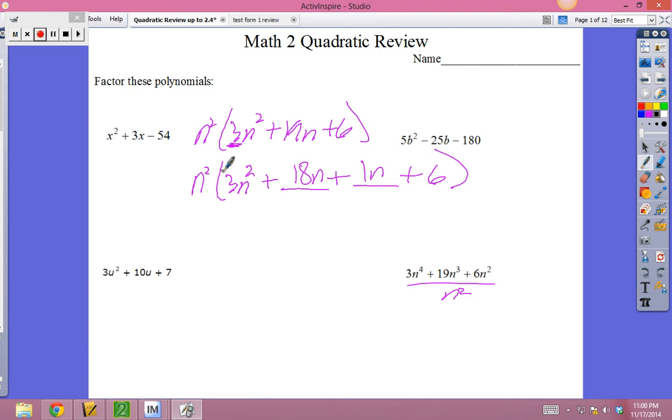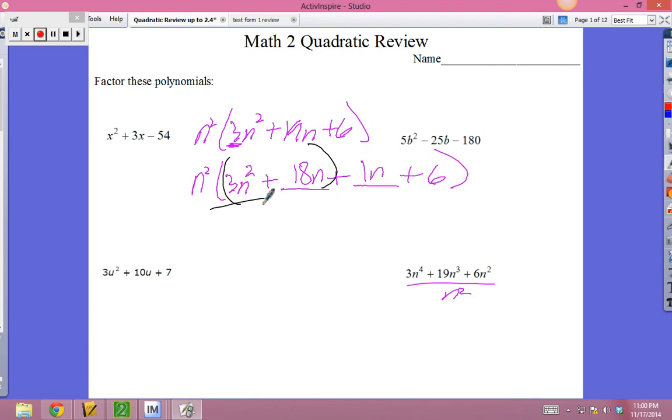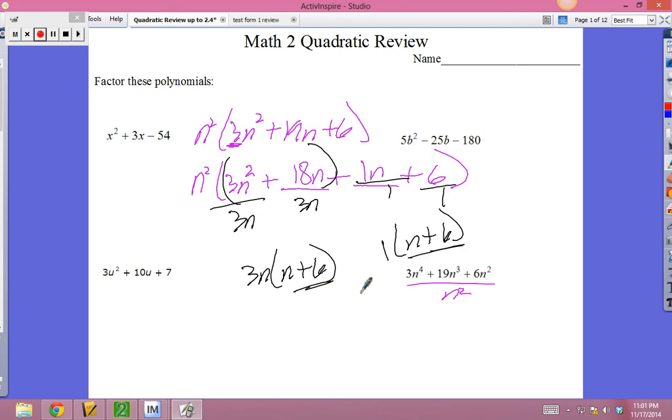I'm going to group the first two, 3n squared plus 18n. I'm going to divide them both by 3n. So it's going to be 3n times (n plus 6). Okay, the second group, 1n and 6, they got nothing in common. Divide them both by 1. So it's going to be 1 times (n plus 6). And now look, n plus 6 showed up in both groups. So your answer is going to be (n plus 6), and your other group is going to be (3n plus 1).